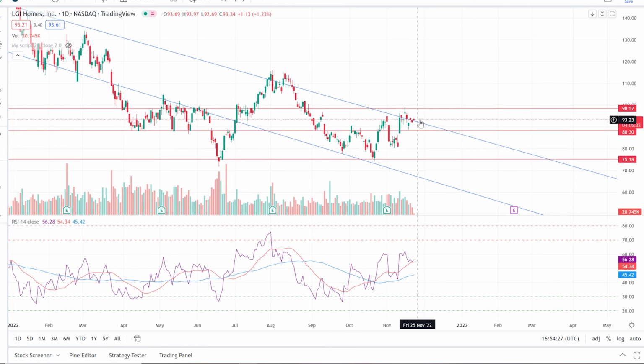But if it does break above this and stay above, I'd be watching this resistance level. And if it can break above that too, I'd start to feel a little bit more confident that it might be entering a bullish pattern, and it would be definitely one to watch. And of course, keep in mind that net current asset value, which is right around here. So if it does continue to fall, that would be the next major thing to keep an eye on.